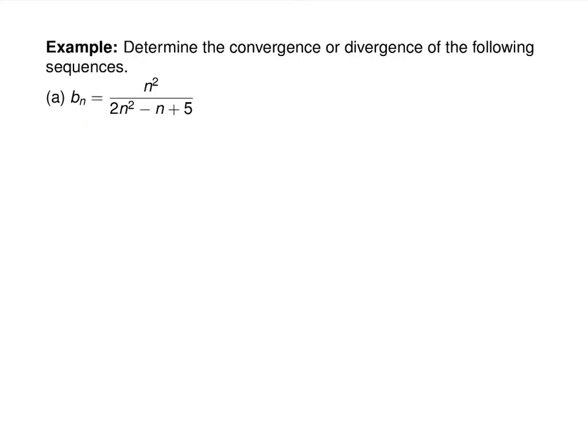For example, suppose we have a sequence b sub n equals n squared over 2n squared minus n plus 5. So we're going to find the limit as n goes to infinity of b sub n.